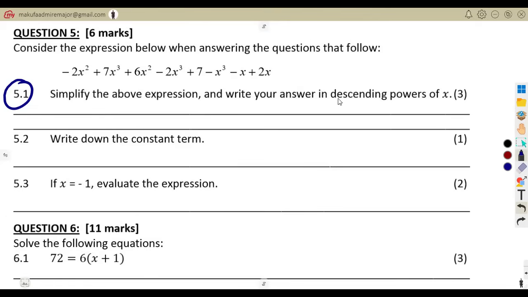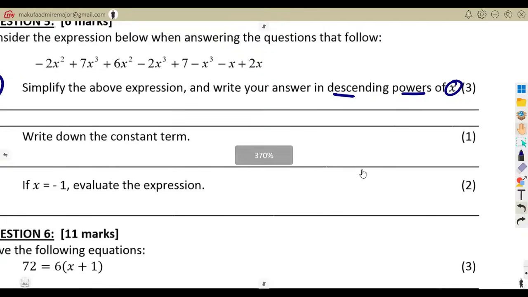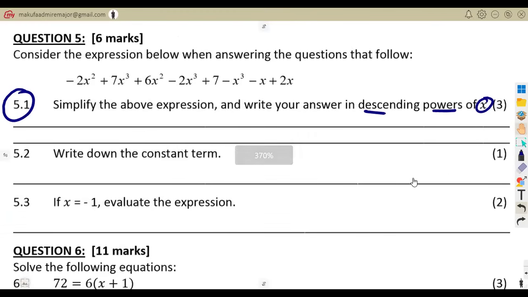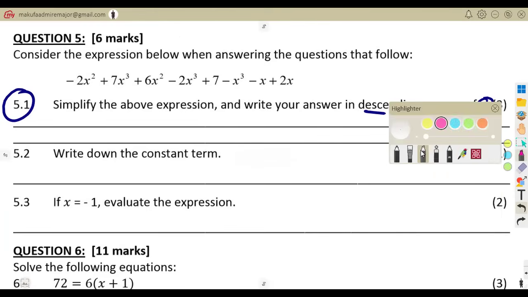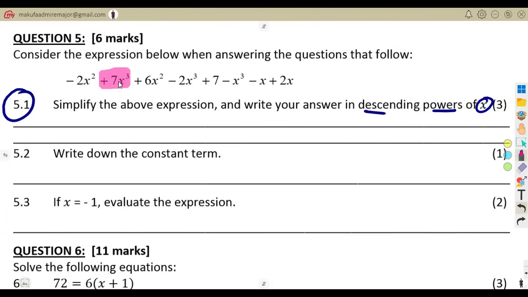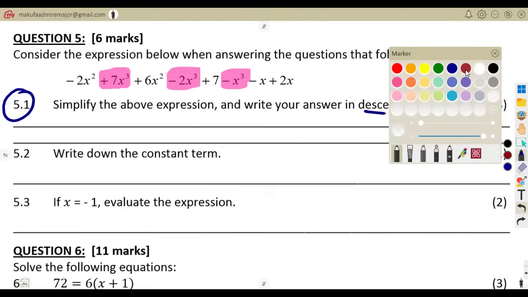And write your answer in descending powers of x. Descending, that is, you are supposed to be reducing these in terms of x. So we are given this, we just have to consider the exponents, guys, where we've got an exponent of 3. The higher exponent that we can see is exponent of 3. There we also have an exponent of 3. There we also have an exponent of 3. So these are the like terms.